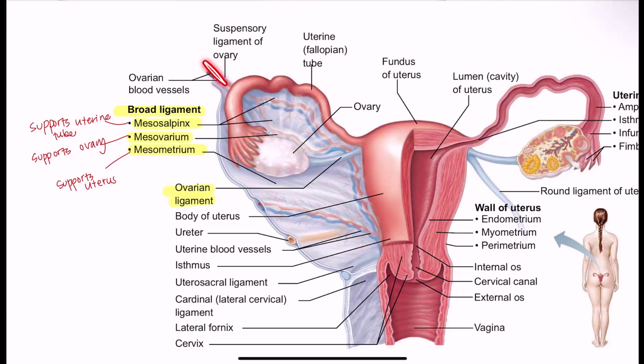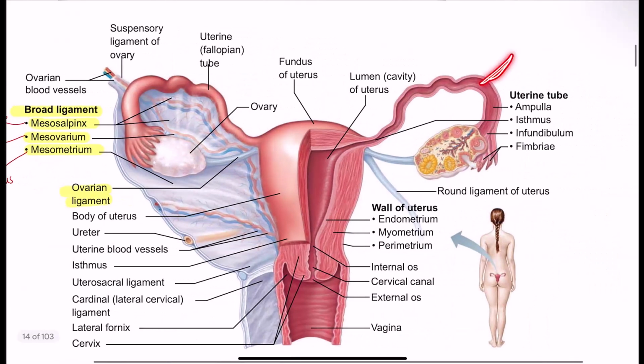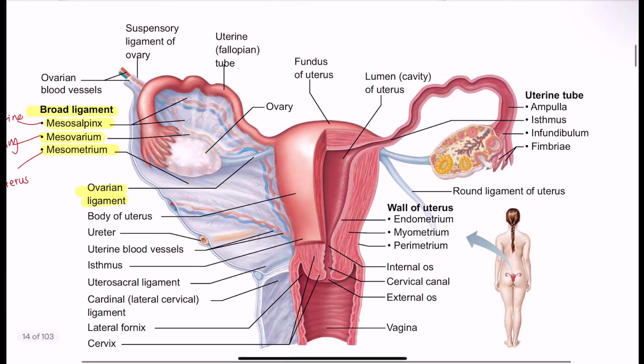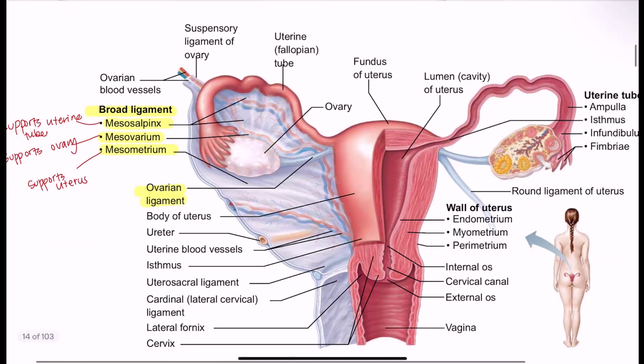So we have a suspensory ligament that goes here and a suspensory ligament over here, and that helps attach everything to the pelvic wall, and that helps support everything in position.